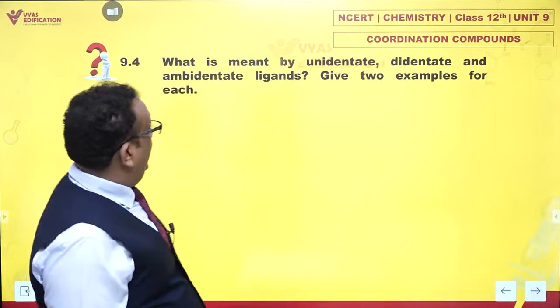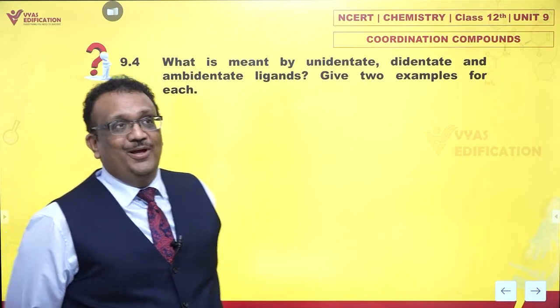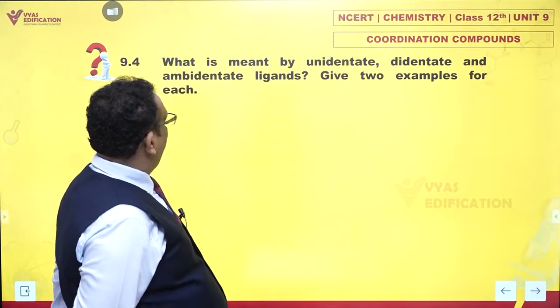What is meant by unidentate, bidentate and ambidentate ligands? Give 2 examples of each.